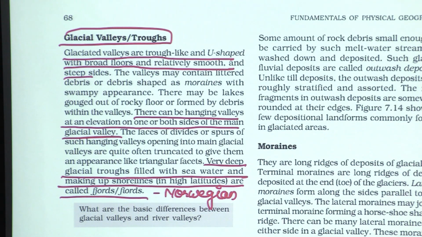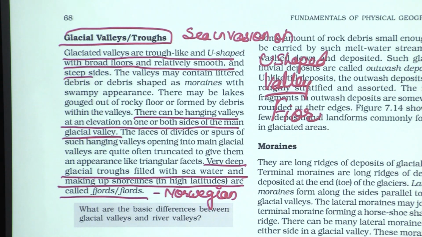So how do we correlate glacial trough and fjord shoreline? We simply say the sea invasion on U-shaped valley will be fjord. So by default it will be with the higher latitudinal areas.